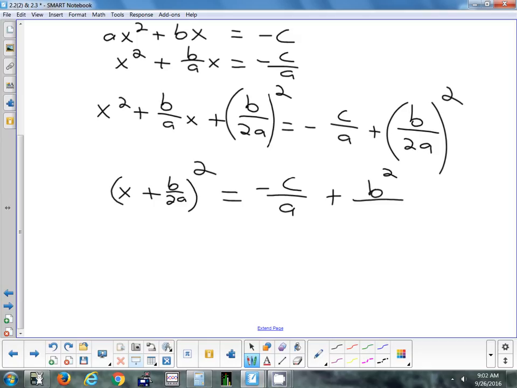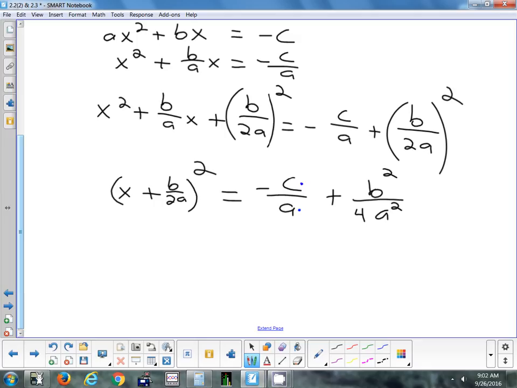And now the last thing I need to do is move this to the other side. And it already has a common denominator. So when I move positive b to the other side, what do I get? Positive b over 2a is going to become, well, it's positive on the left. Negative. Becomes negative when I subtract it and move it to the right. So x equals negative b.